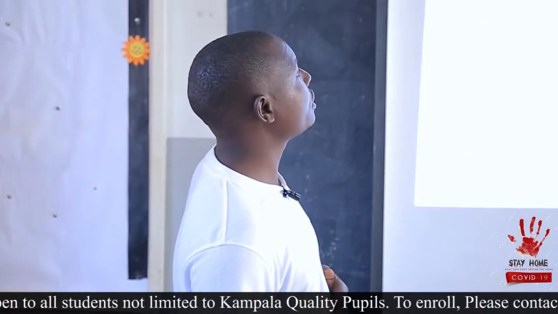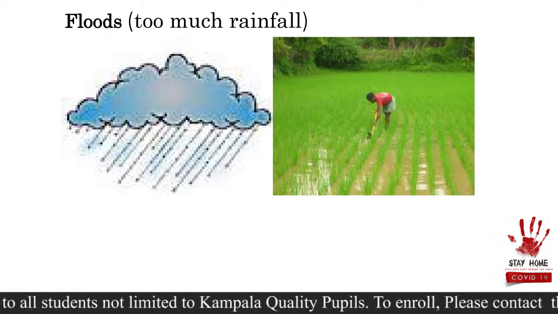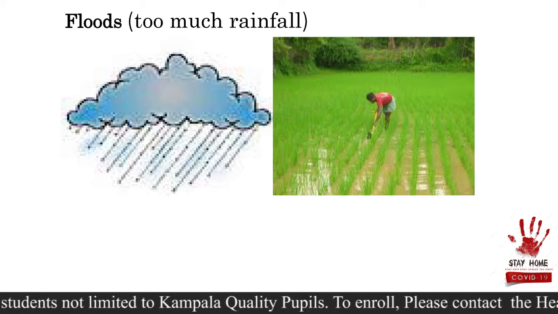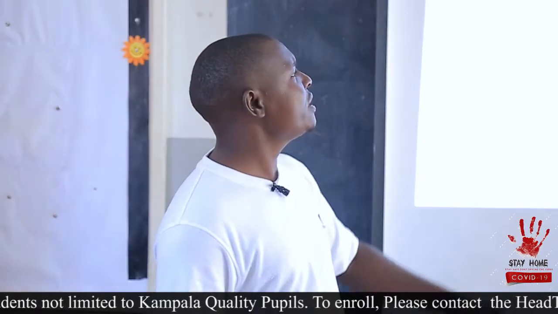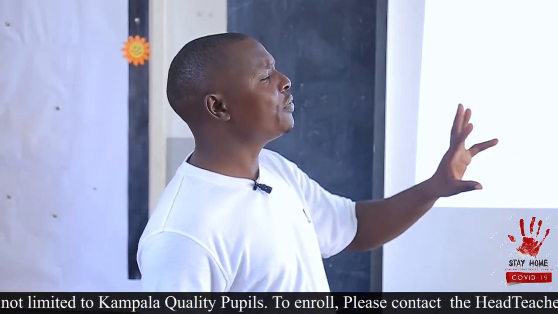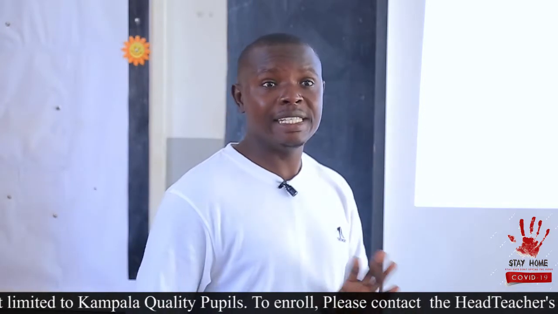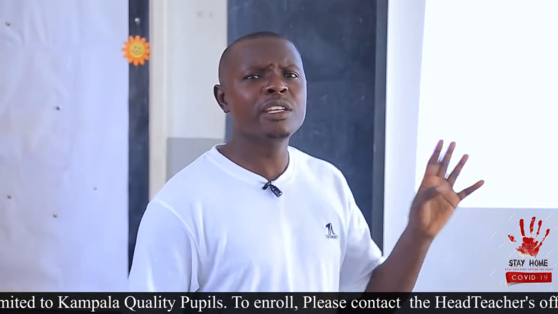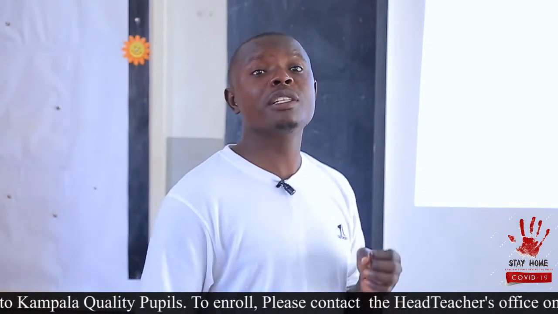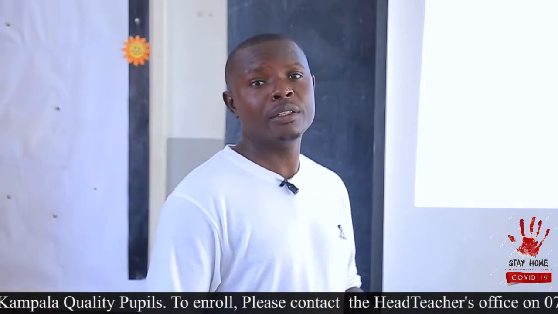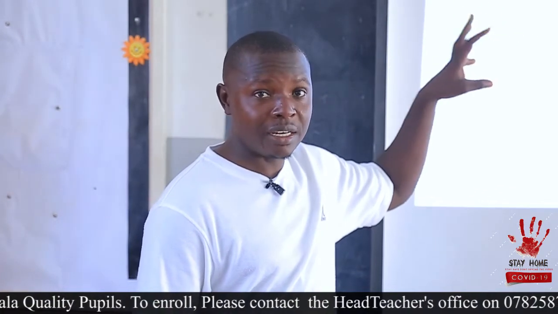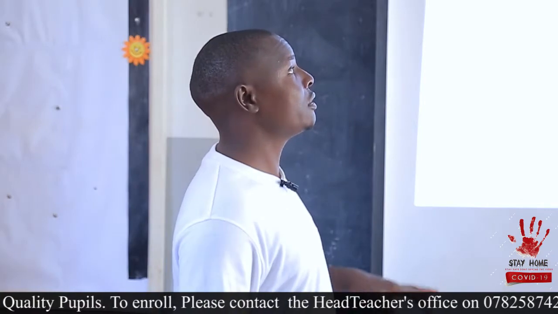Let's look at another block. We have floods or too much rainfall. How does too much rainfall affect food production? If there is too much rainfall, it will destroy the whole garden. You will find the crops have been flooded and you can't enter the garden to dig or weed, and the roots are going to rot because there is too much water in the soil. Therefore, too much rainfall destroys crops. That's how it affects food production or the food path.